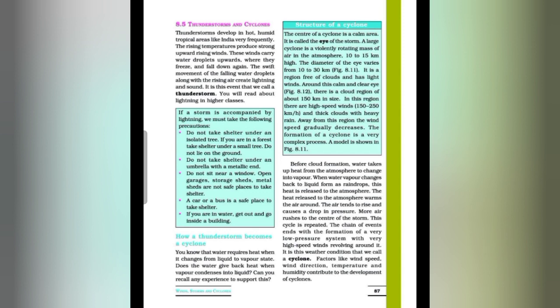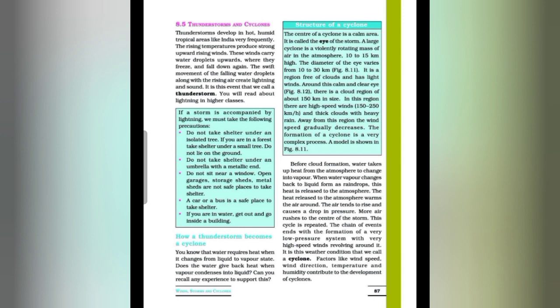The warm water in turn heats the air above it. This causes a low pressure over a vast area of the ocean. Due to low pressure, the moist air from the ocean surface begins to rise rapidly. This creates a strong upward wind that rotates.